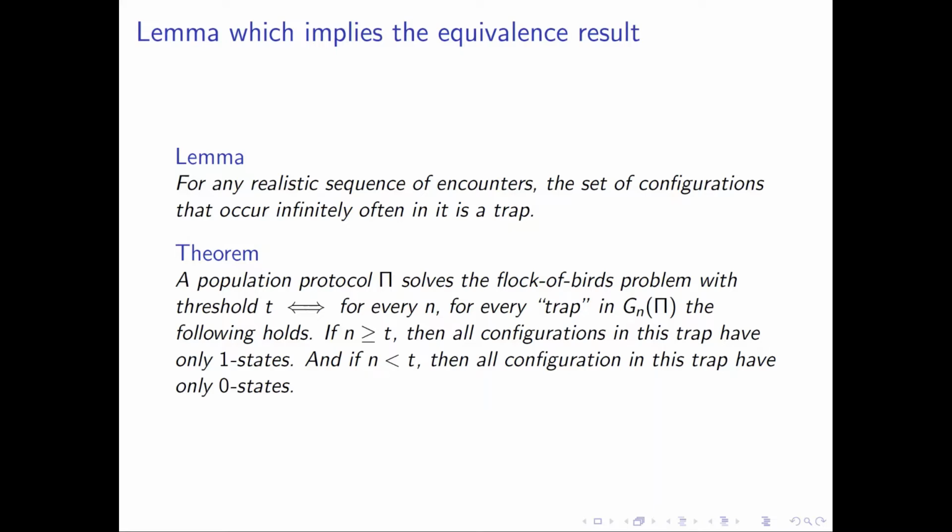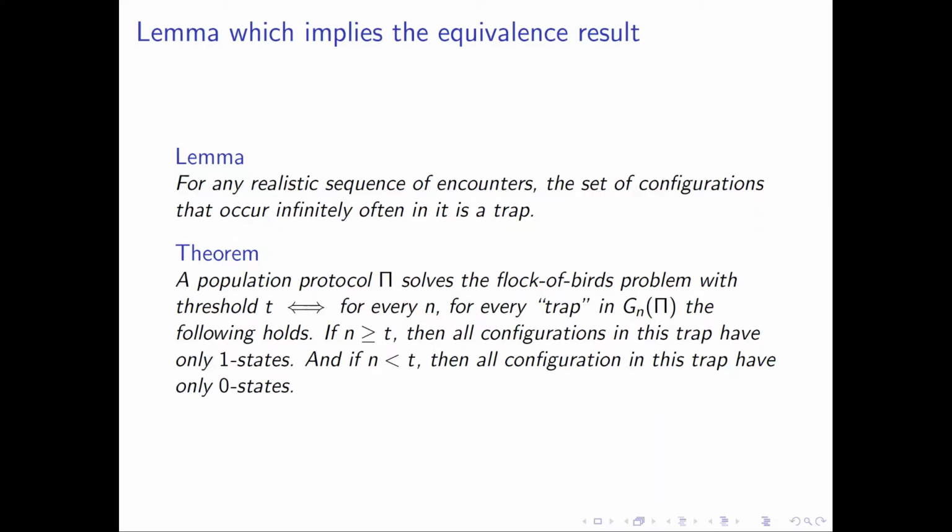Now for the other direction. If I have a population protocol that solves our problem, I have to show that every trap in its configuration graph satisfies these properties. So, again, if n is at least t, then all configurations in all of the traps have only one state. I have to consider an arbitrary trap and show that it has only one state. First, I know that there exists some sequence of encounters that brings me to this trap, so I go through this sequence.